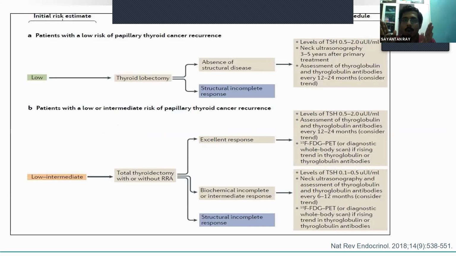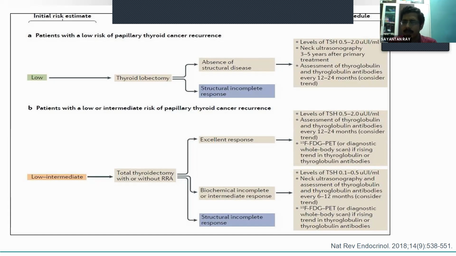For patients with low risk papillary thyroid cancer, usually underwent lobectomy. If there is absence of structural disease, the suppressive TSH therapy target is 0.5 to 2. Usually a neck ultrasonography is advised 3 to 5 years after primary treatment, and assessment of thyroglobulin and thyroglobulin antibodies every 12 to 24 months, and we should consider the trend. For low to intermediate risk, usually total thyroidectomy with or without remnant ablation.